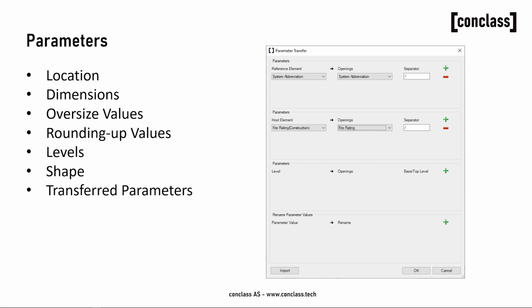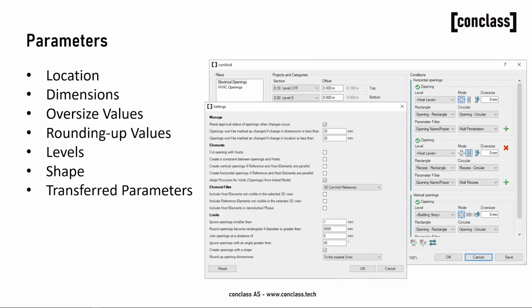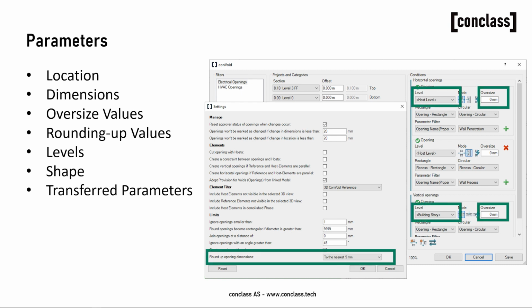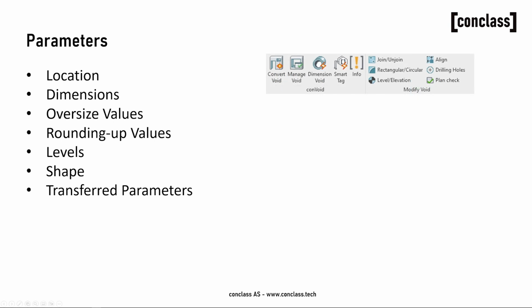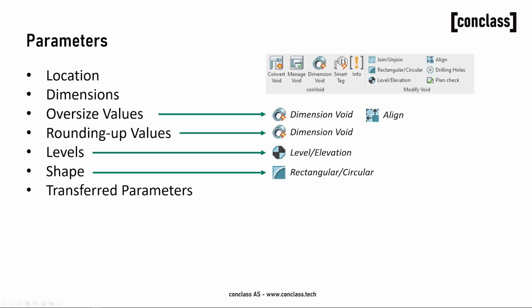If conVoid identifies an opening as up to date, it will only update the transferred parameters. This means that no matter what changes you make to the conVoid settings, oversize values, rounding up values, and levels, conVoid will not alter these values. However, if you wish to do so, you can use the features in the Modify Void tab and Dimension Void. You will learn how to do this in the upcoming sessions on modifying openings after automatic placement.